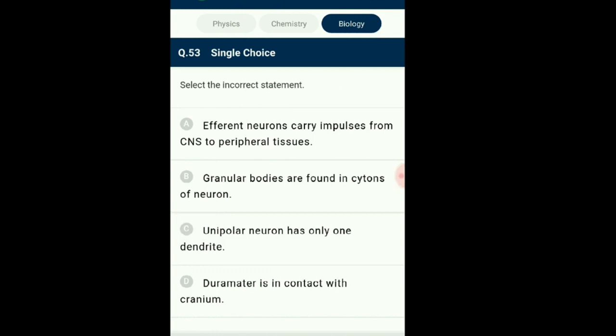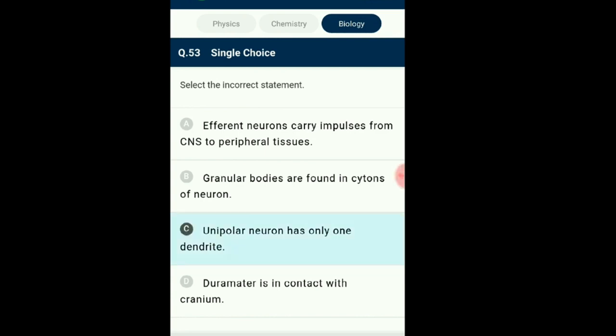Question number 53. Select the incorrect statement. There are different types of neurons on the basis of number of axons and dendrites. Unipolar neuron with one axon, no dendrites, found in embryonic stage. Bipolar neuron with one dendrite and one axon, found in retina. Multipolar neuron with two dendrites or more and one axon, found in cerebral cortex. So the answer for this question is option C.